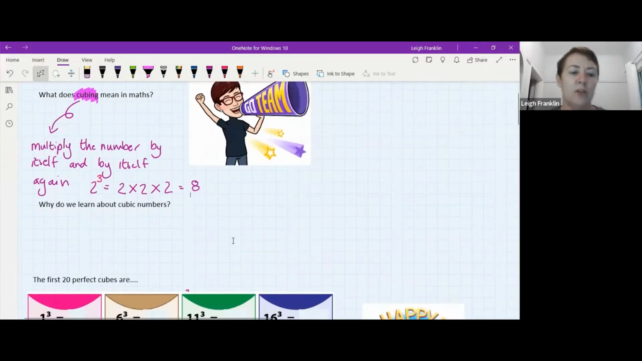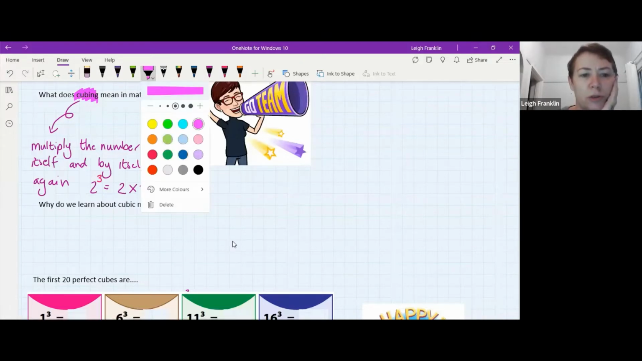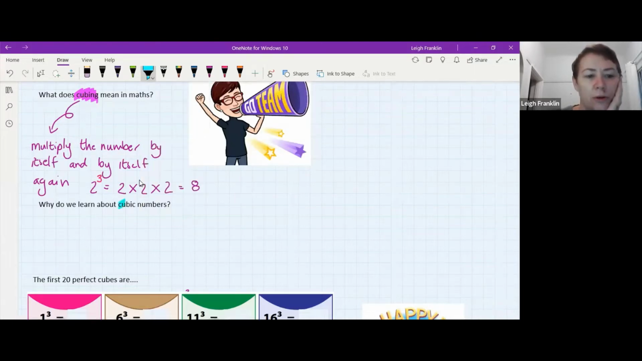Why do we learn about cubic numbers? Where do you think we're going to use this in maths? Does anybody know? Why would we learn about cube numbers? What would be important about cube numbers? Yes, Anati, what do you think? Where do we use? You're welcome to unmute and talk, Anati. Exponents. Sure, in exponents, absolutely. But it also has an application in something else as well, not just in exponents. Malachi, where is that?